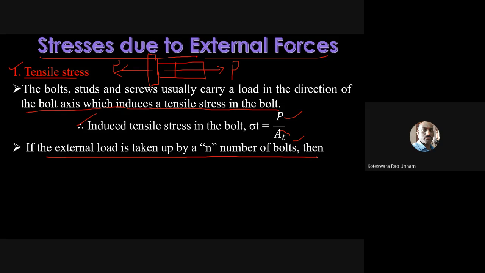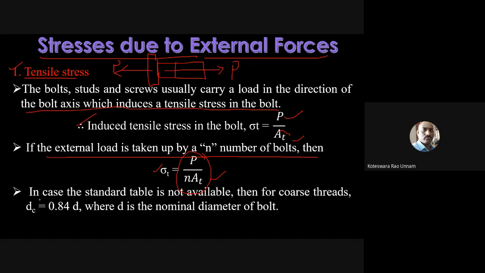Total load is P, and there are n number of bolts. In one bolt, I want to calculate the load. That is nothing but P by n, by assuming all the bolts are taking the load uniformly or equally. So the load in a single bolt is P by n. Once you know the load is P by n, then the stress is that P by n divided by AT, the tensile stress area. Once you know that, you can easily calculate the sigma t value. Therefore, sigma t for n number of bolts is P by n into AT.